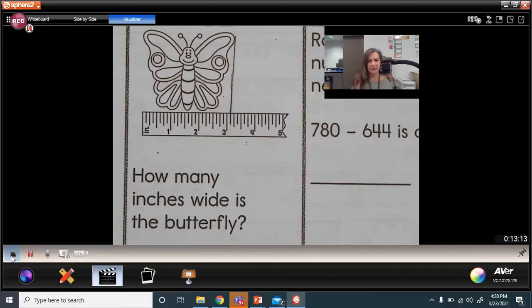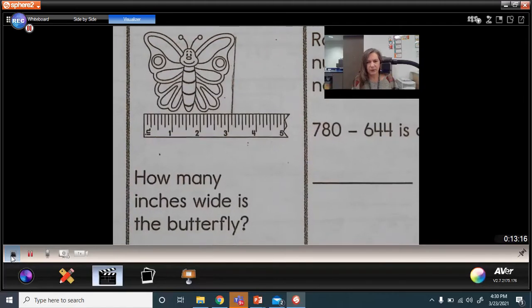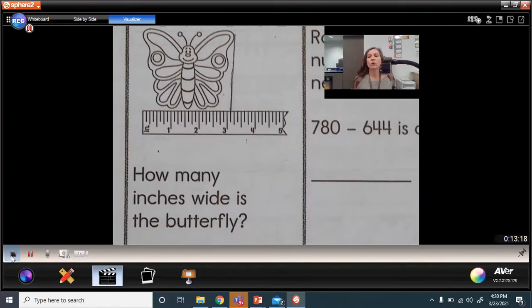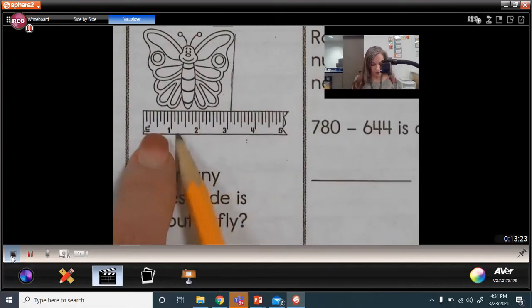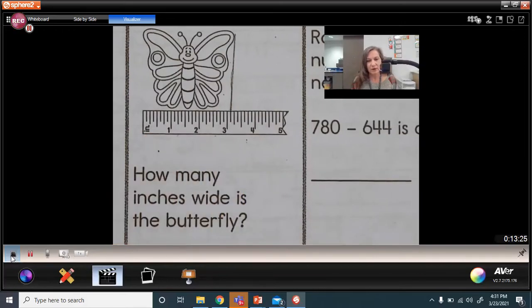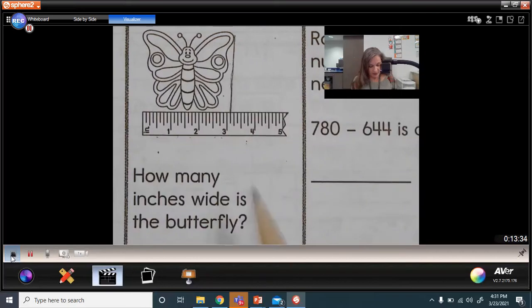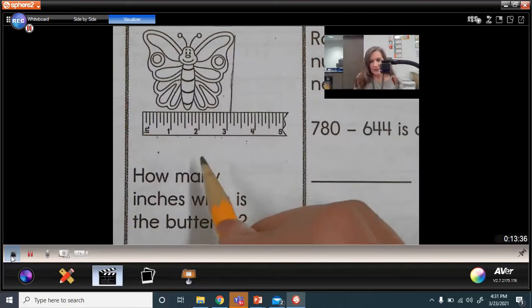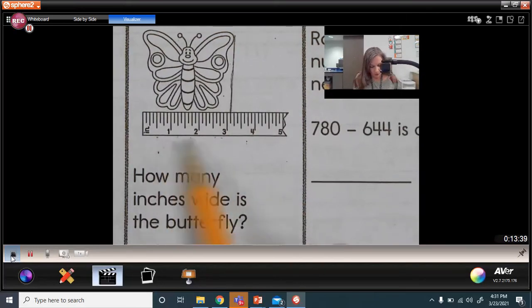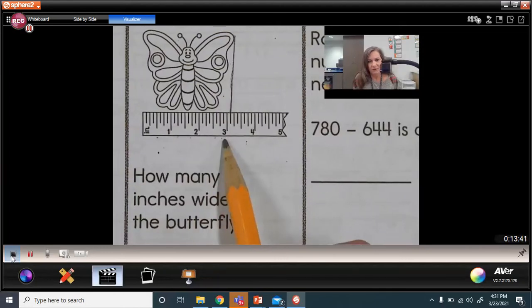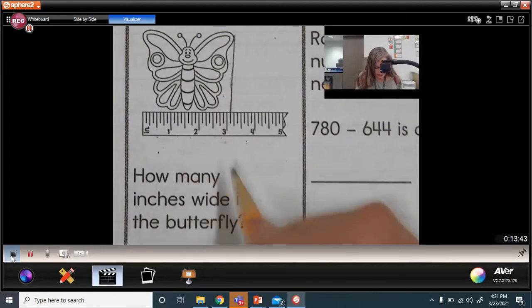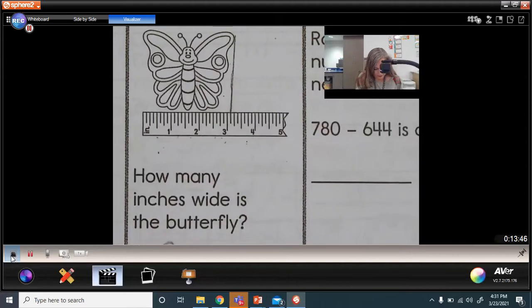I want you to be able to see what we are doing. So again, a ruler has whole numbers on it, okay? And in between the whole numbers are fractions, which is what we've been talking about. Now that we've been talking about equivalent fractions, we know that fractions are in between our whole numbers. Now, when we go to write a measurement down, we look at the whole numbers and then we look at the fraction. So this is butterfly wings.